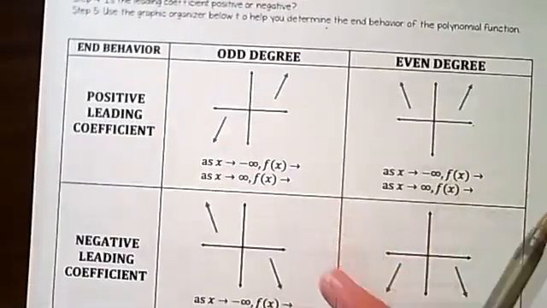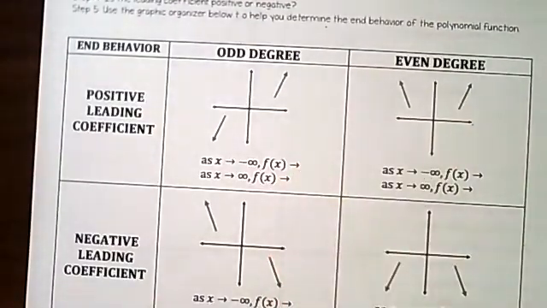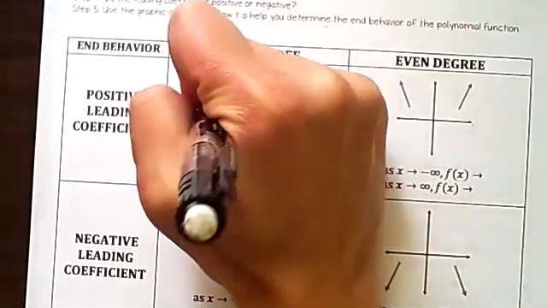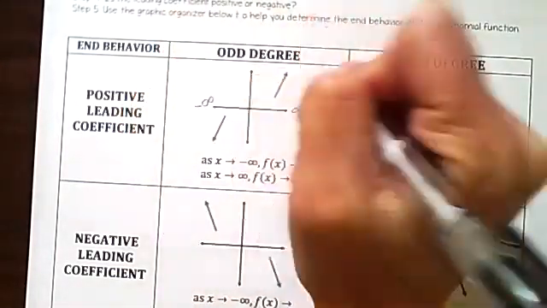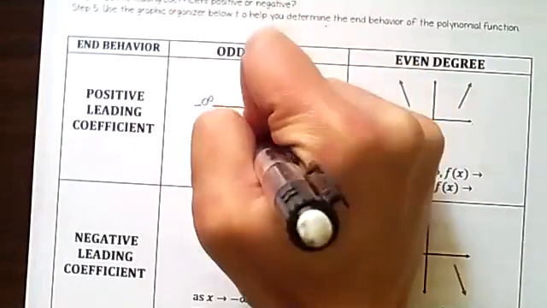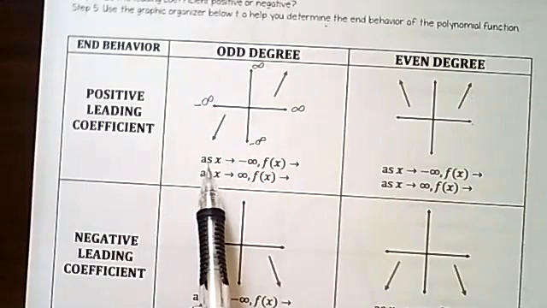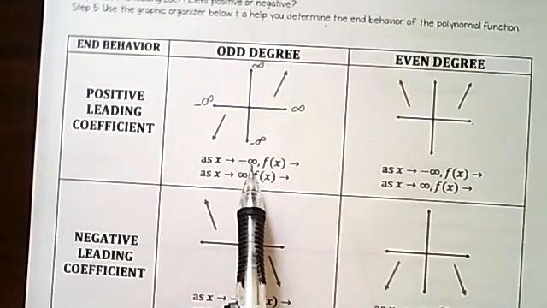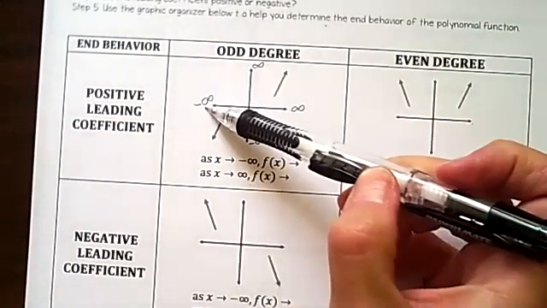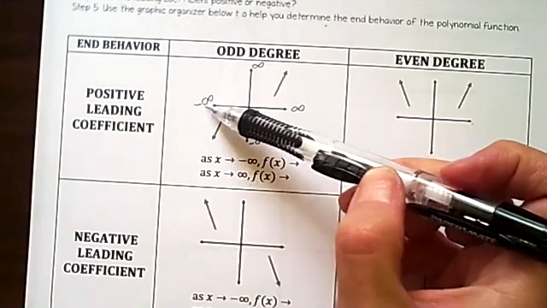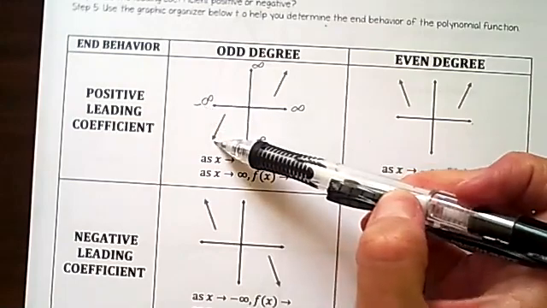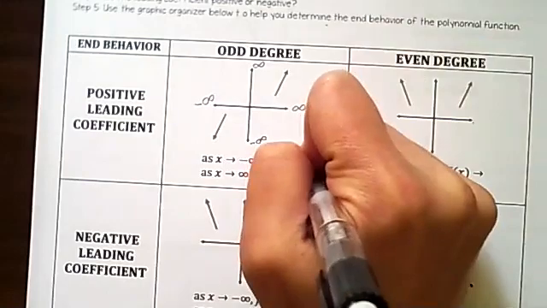So let's fill in these blanks for the end behavior. Keeping in mind that the left side is negative infinity, the right side is positive, up is positive, down is negative. Remember what this means. It says as x approaches negative infinity. As we go to the left, is it pointing up or down? Do we see how it's pointing down? So this one would be negative infinity.